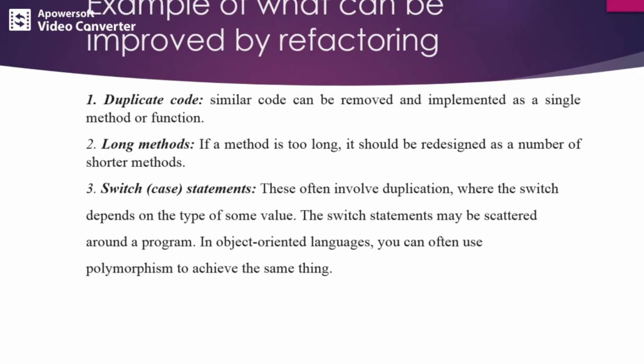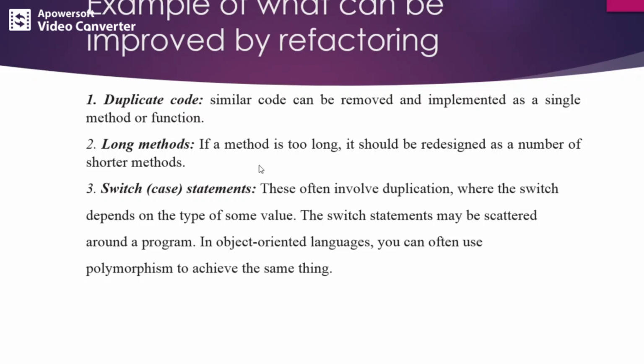Example of what can be improved by refactoring. Now I told that refactoring is the process of improving your system. But exactly what can you improve? Let us see into it. First one is duplicate code. Duplicate code means same code. So similar code, if it appears, better to remove it and you can implement it as a single method or function. Just call that function wherever you are using it in that program.